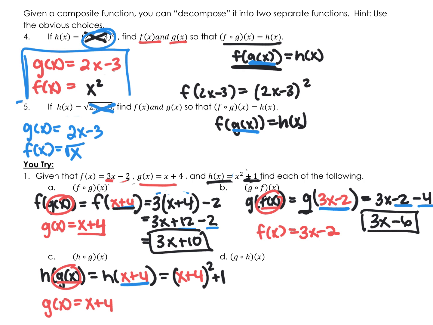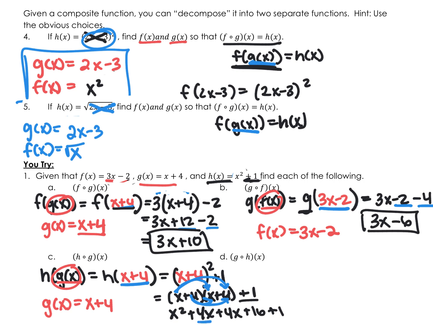Now, how do we square x plus 4? Remember, that's going to be x plus 4 times x plus 4. Don't forget your plus 1 on the end. Bring it down. We're going to FOIL, distribute, box method, whatever you want. X times x will give us x squared. X times 4 will give us 4x. 4 times x will give us 4x. And 4 times 4 will give us 16. And don't forget your plus 1 on the end, bring that down.